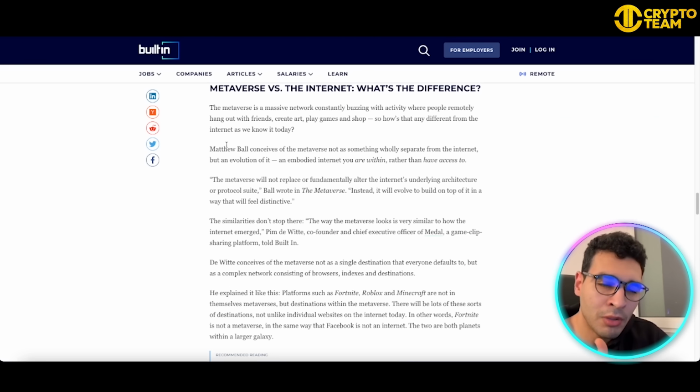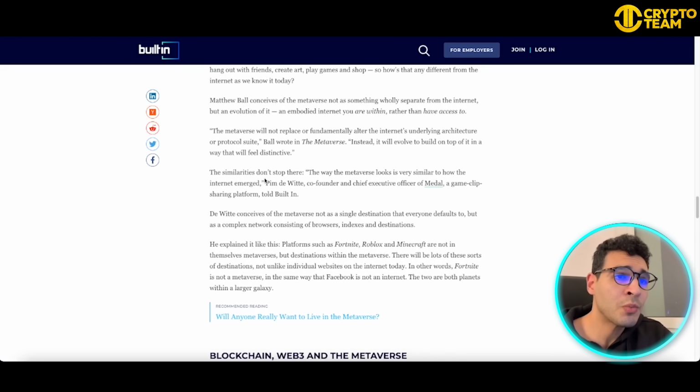And there is Web 2, which is the normal websites we're using right now, the normal classic internet we're using now, but now there is Web 3, and the transition period between Web 2 and Web 3 will require some time and effort and some advancements in the technology, and the metaverse will not replace or fundamentally alter the internet's underlying architecture or protocol suite, meaning that the metaverse will be just a top layer on top of the internet.